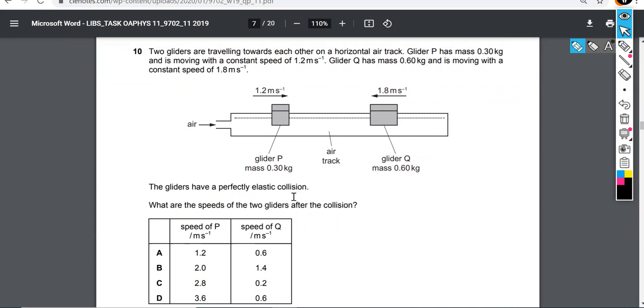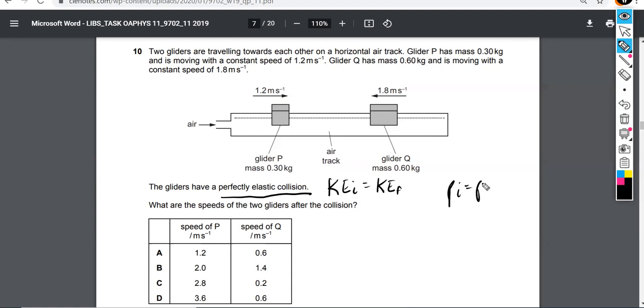The gliders have a perfectly elastic collision. What are the speeds of the two gliders after the collision? Perfectly elastic collision, by definition, means that the kinetic energy before is equal to the kinetic energy afterwards. A very inefficient way of solving this would be to compare the 1/2 mv squared plus the 1/2 mv squared initial equals the 1/2 mv squared plus the 1/2 mv squared, and you could check each one of these and see which one adds up to the initial kinetic energy.